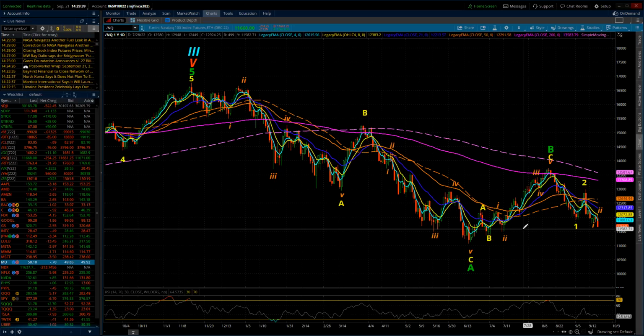Good evening. This is the Elliott wave update for the NASDAQ 100 and the S&P 500 for Wednesday, September 21st, 2022. It was pretty much an on-track day for most of it until the Fed made their announcement.